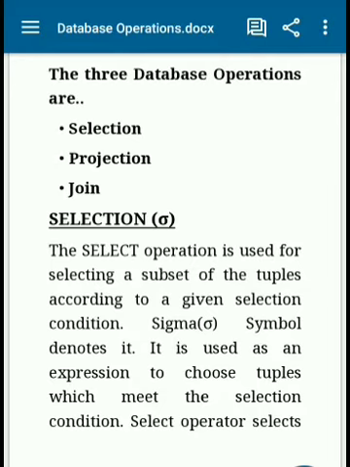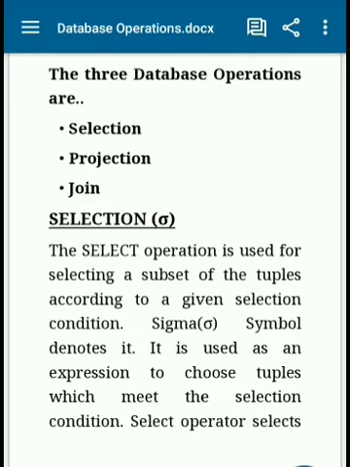So let us see what are the database operations. There are three types of database operations: selection, projection and join. What is database operation? Why is it called database operation? Because through this operation we extract some tuples from the database. That's why this is called database operation, and these are different from set operation.